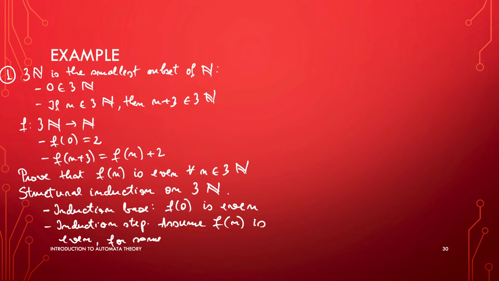for some n in our set. And then the point is that f of n plus 3, because it's equal to f of n plus 2, is also even. And so then this induction step is proved, and by structural induction it follows that our function f of n is even for all n in 3N. So that concludes the proof of this exercise.